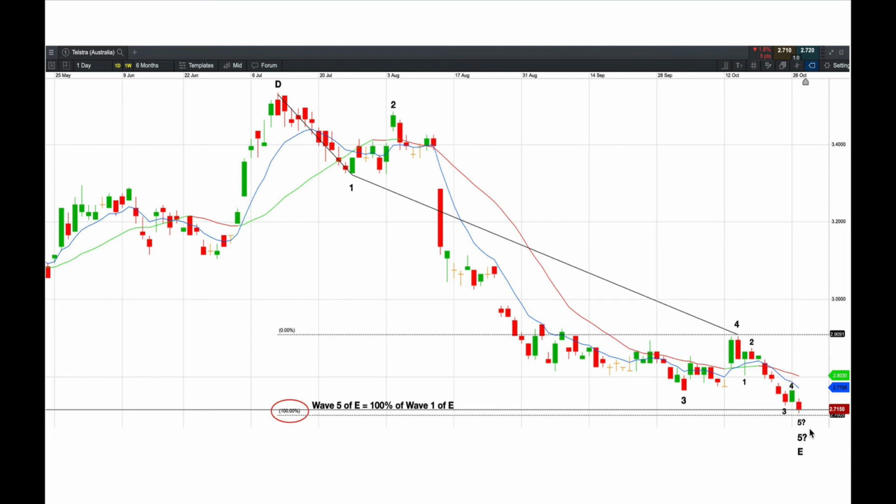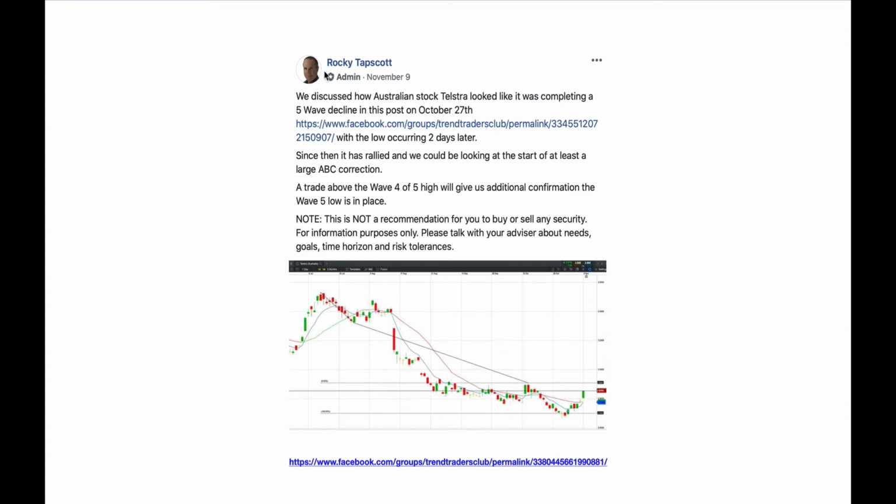And you're coming into the 27th. Remember, the 23rd and the 24th were back here. We're looking for a low in this market. And here's a post I did on November 9. We discussed how Australian stock Telstra looked like it was completing a 5 wave decline in this post on October 27th. That was the post there, with the low occurring 2 days later. So it happened 2 trading days later.